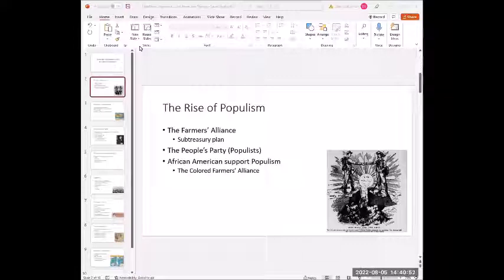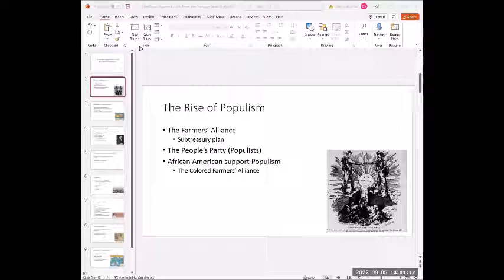Eventually, the Farmers Alliance is going to form into a political party, right? Along with others, not just farmers, but mostly small farmers are supporting this new political party known as the People's Party, or also known as the Populists. And this is a reform party, right? They're trying to reform policy in the United States.